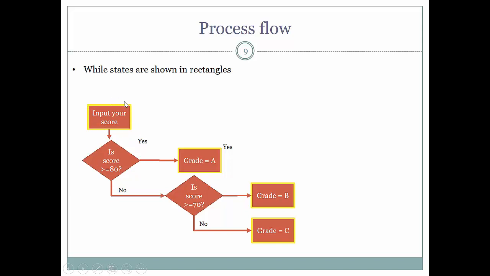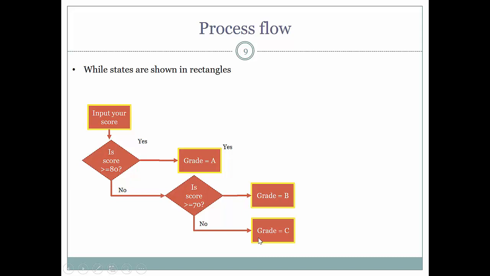So starting on the top left hand corner, we first need to obtain the score in some way. It can be a user input or it can be a file input. Once we obtain one student's score, we then check whether this score is more than or equal to 80. If it is more than or equal to 80, then the grade assigned to this student is an A. However, if it is not, then we need to make a second check. The next check is whether the score is more than or equal to 70. If it is, then grade B. If it is not, then grade C.